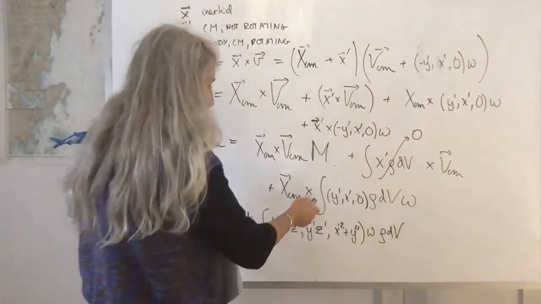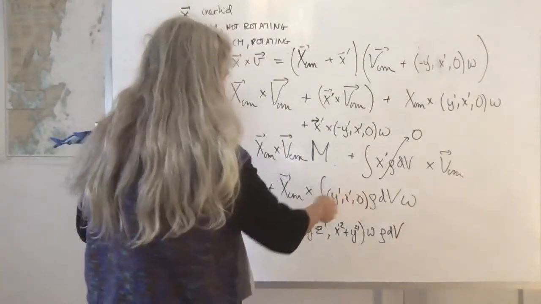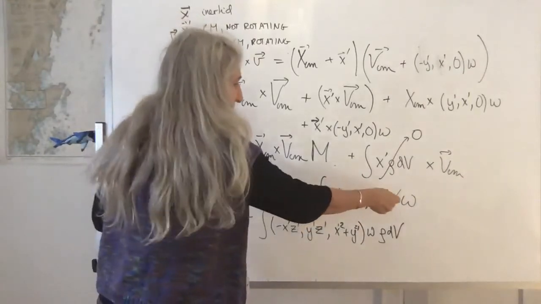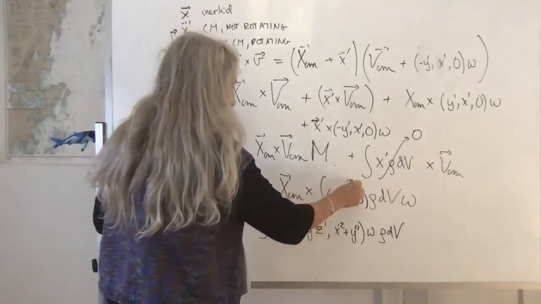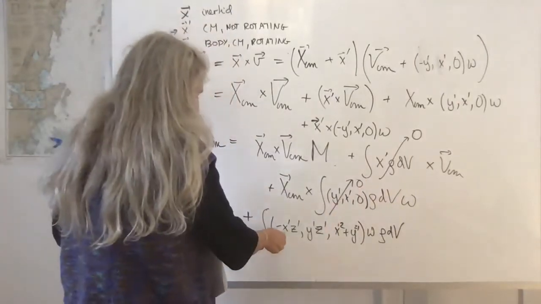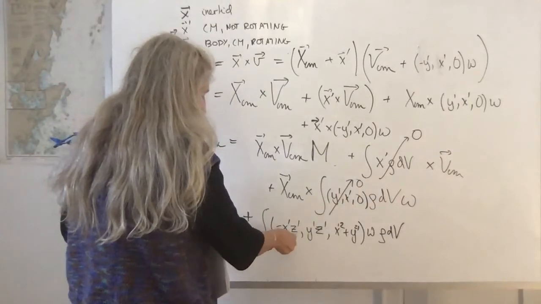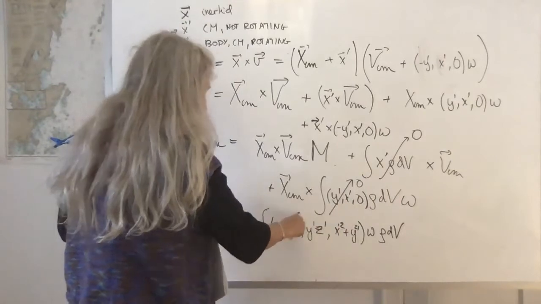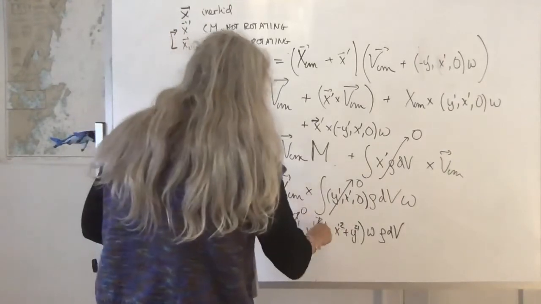And this part goes away for the same reason, because this is y integrated over the mass distribution, so this is 0. And that's x over the mass distribution. Here we can do the x prime integral first, and the integral of x over the mass distribution is 0. So this thing is going to go to 0, and that thing's going to go to 0.